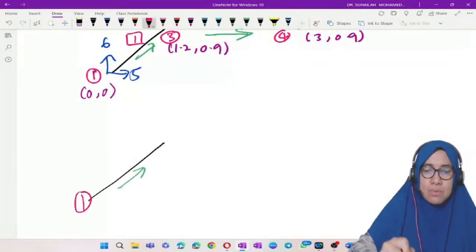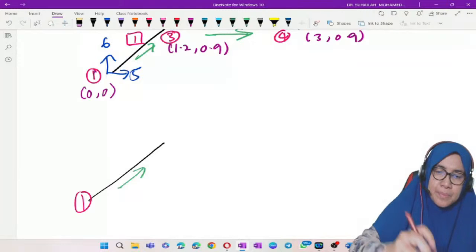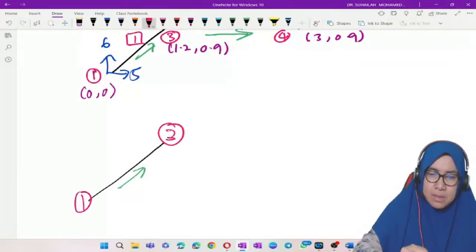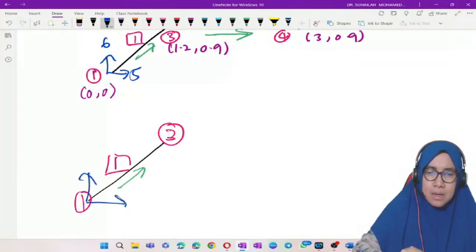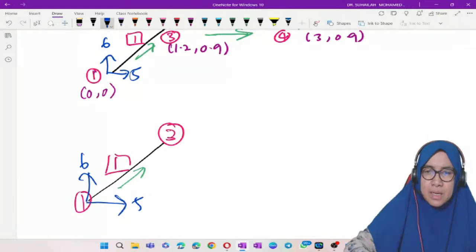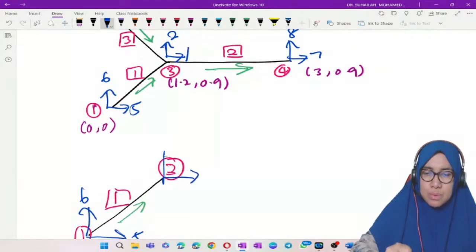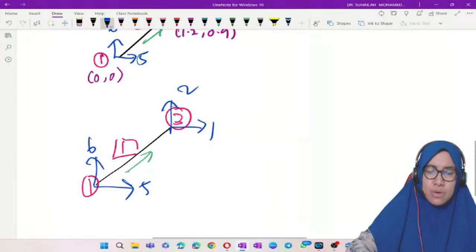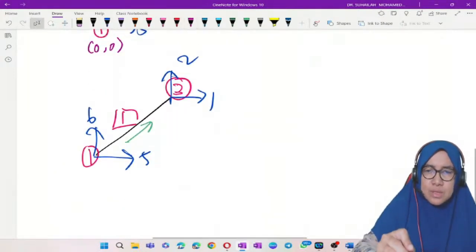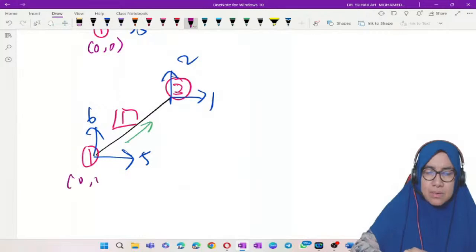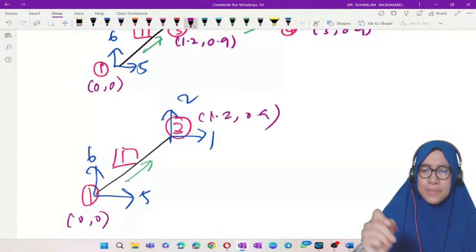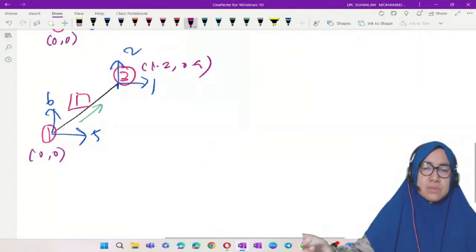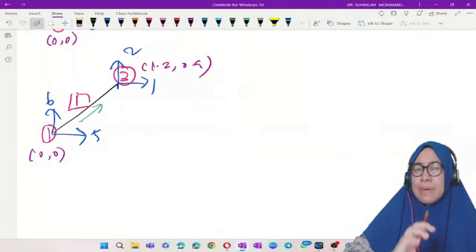Okay, this is node number 1, node number 3. This is element 1. Okay, and 5, 6 here. And then 1, 2. This is 1 and 2. So for the coordinate, it is 0, 0, and 1.2, 0.9. Okay, so this is for element number 1.